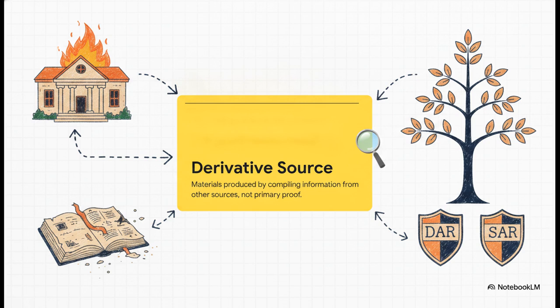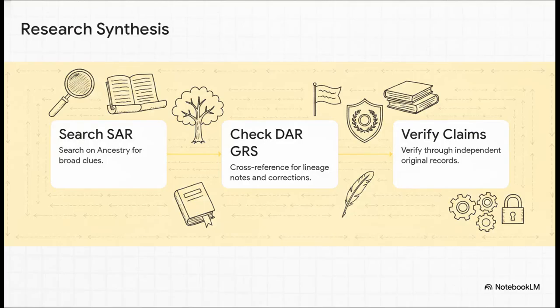In fact, lineage applications might preserve information from a courthouse that burned down 50 years ago, or a family Bible that has literally decayed to dust. They preserve incredible evidence that might be lost forever otherwise. But, by definition, they do not constitute primary proof themselves. Okay, so here is your best practice workflow for synthesizing your research and breaking through those frustrating genealogical brick walls.